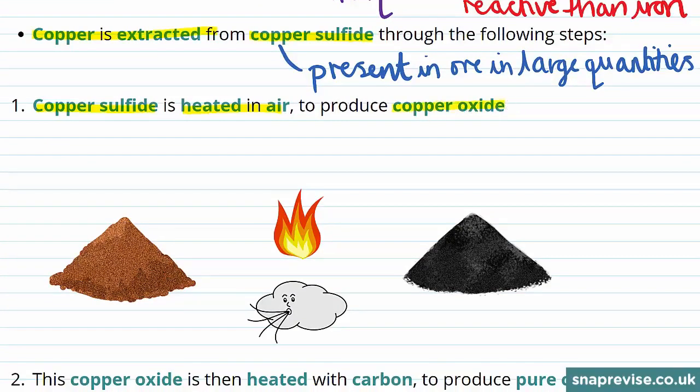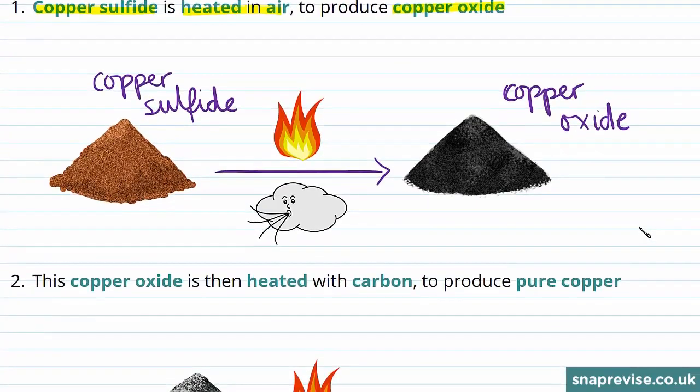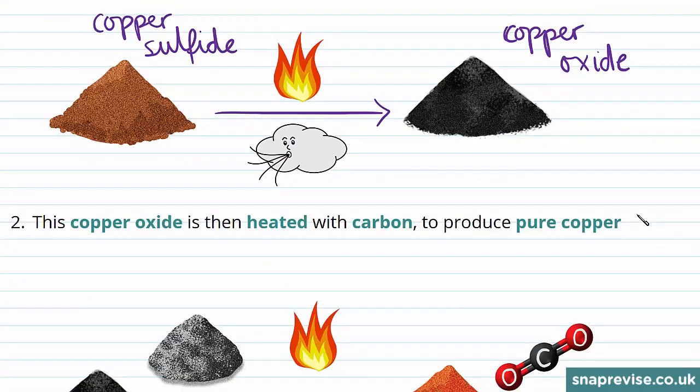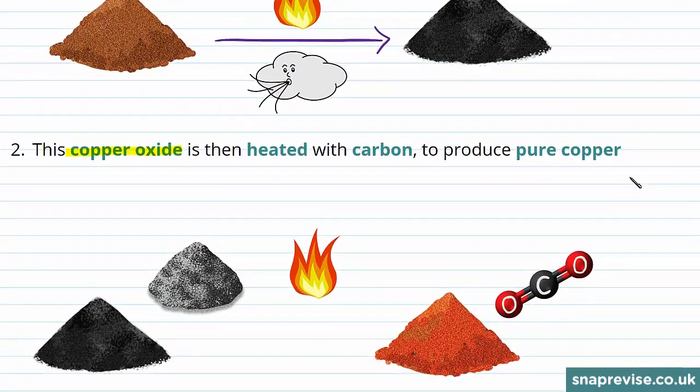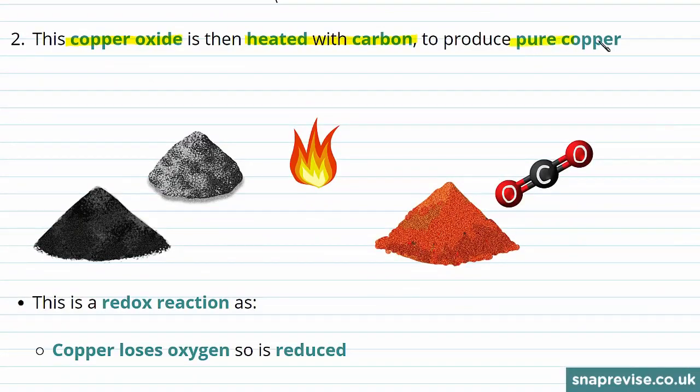We can see this process in this diagram. On the right hand side we have our copper sulfide reactant, which is heated in air in order to produce copper oxide. We always want to form our oxide in order to do our reduction with carbon, and this is our next step. The copper oxide that we produce in the first step is heated with carbon, and this leads to the production of our pure copper.